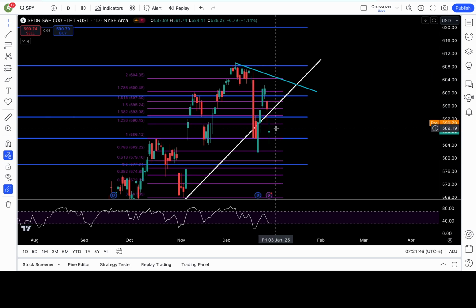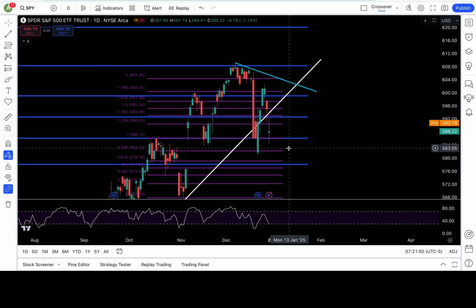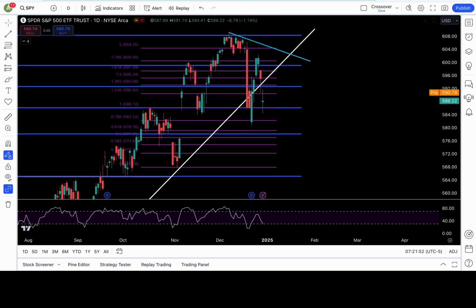Loss of 589 and 587.5 would put 586 and 584 all back in play. Okay, and loss of 584 will put the next fib level at 582 in play. I would expect some type of bounce there, but if not, then lower we go. 580.5 and 579 as targets below.